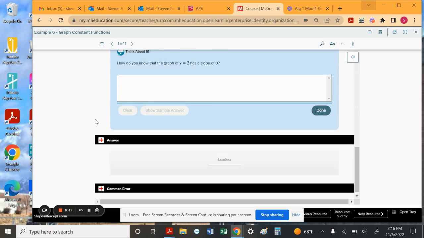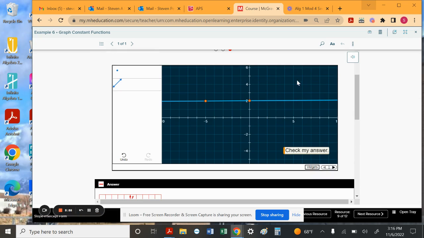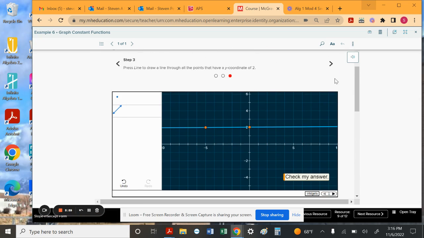Okay. And then how do we know the graph has a slope of 0? Well, if you look at it, it's neither going up or down. So therefore the slope has to be 0. It has to be staying the same all the way through.